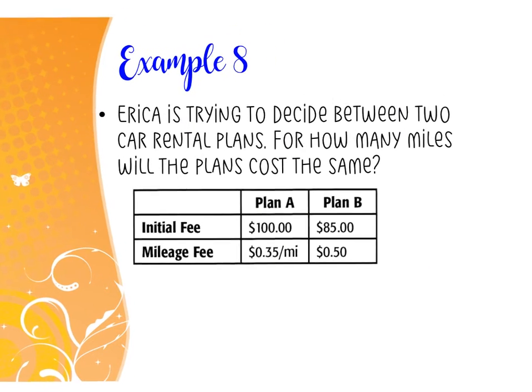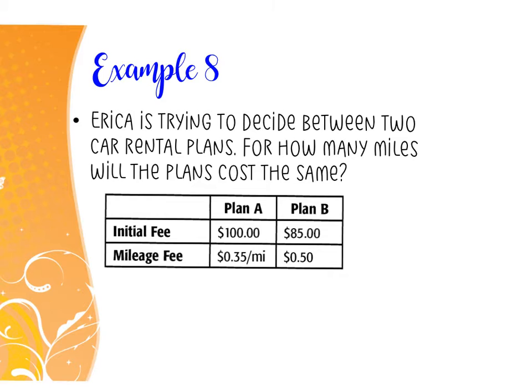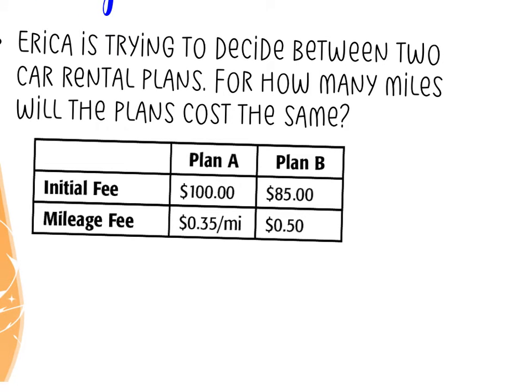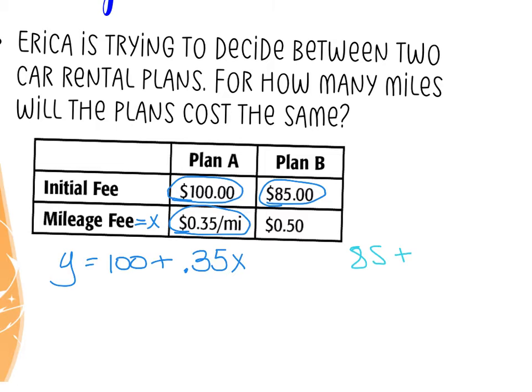Okay, example 8 says Erica is trying to decide between two car rental plans. For how many miles will the plans cost the same? So the first thing we have to do is come up with an equation for each of these. An initial fee means that's a set fee that they're paying right off the bat. So it's 100 plus a mileage fee, which is per mile. So if we say miles are x, then this would be 0.35x. And then the cost is equal to y. For the second function, the set fee is $85, and it's 50 cents per mile, which would be 0.5x, and the cost is your y.